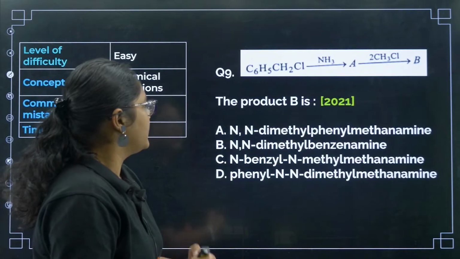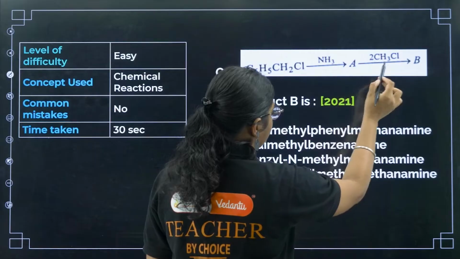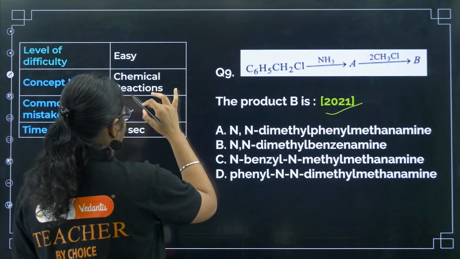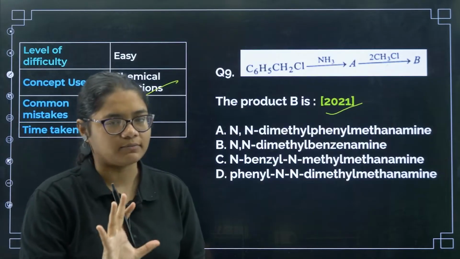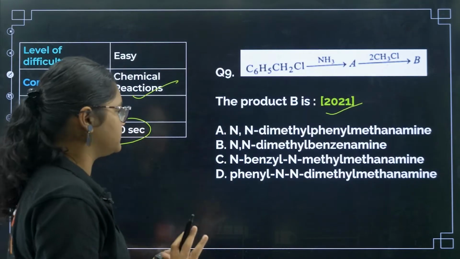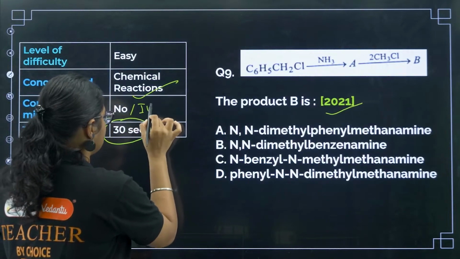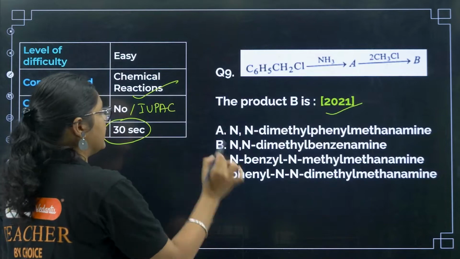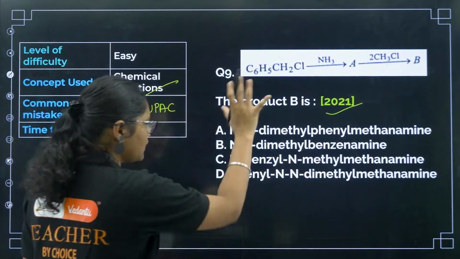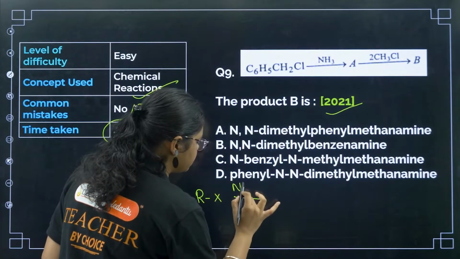Okay. Next, question number 9, C6H5CH2Cl with ammonia gives A and then again B is formed. So product B. This question was asked in 2021. This is also a very easy, chemical reaction based question. 30 seconds is more than enough for this question. But yes, a common mistake can be there in the IUPAC part, if you know how to name it correctly or not. So first of all, how does this reaction work, when you react any RX with NH3.